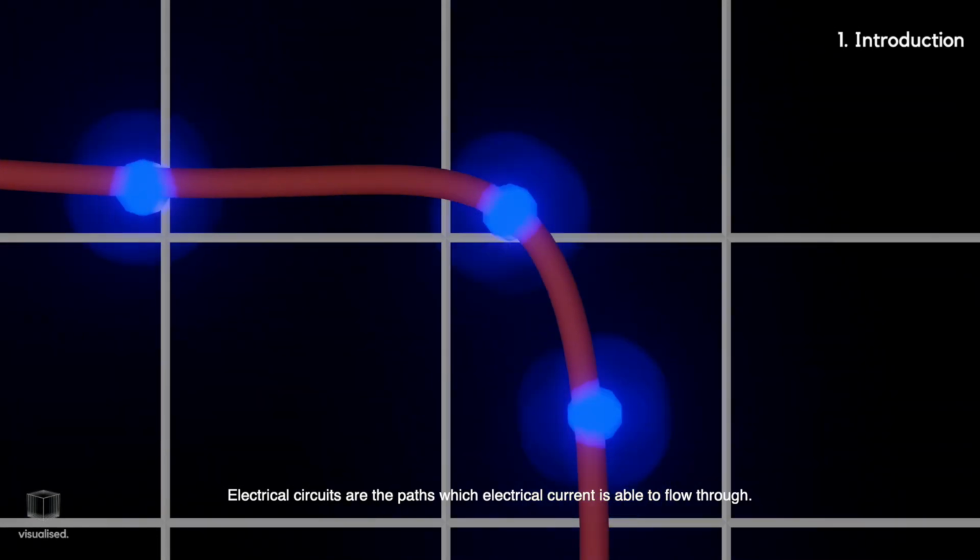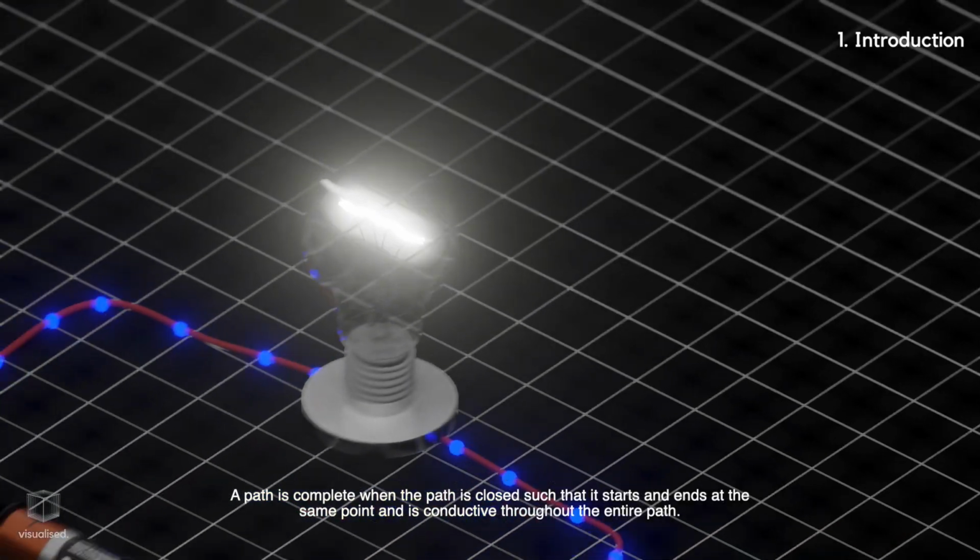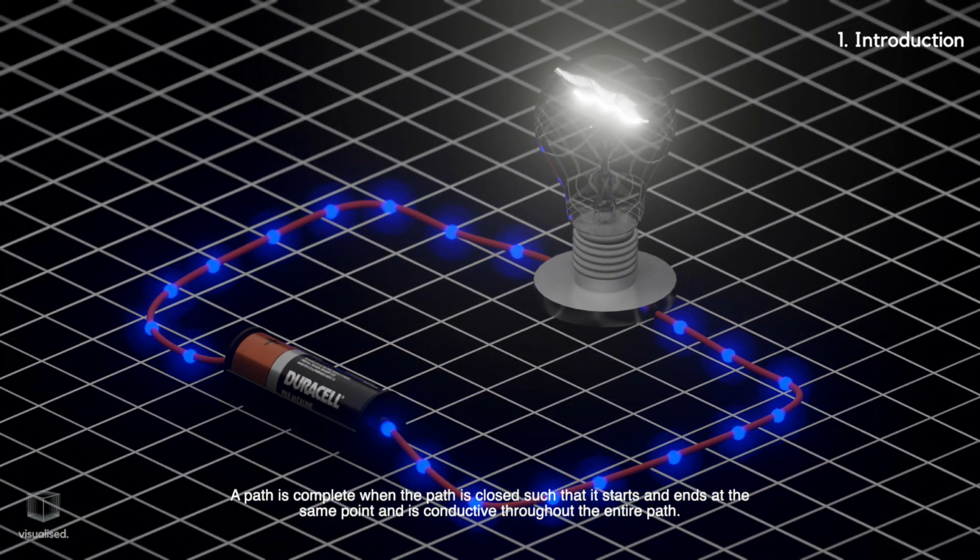Electrical circuits are paths through which electrical current is able to flow. A path is complete when the path is closed, such that it starts and ends at the same point and is conductive throughout the entire path.